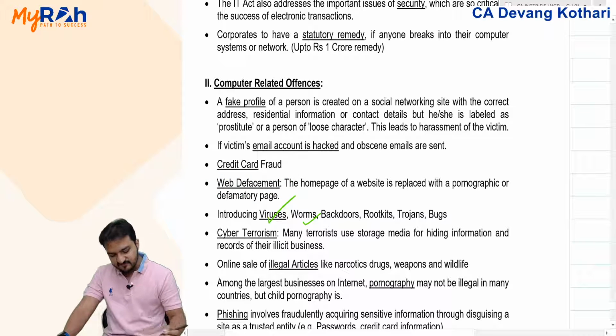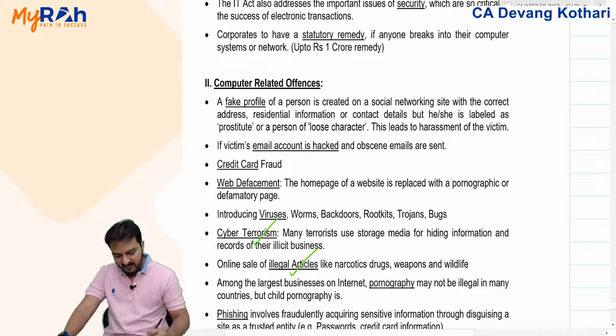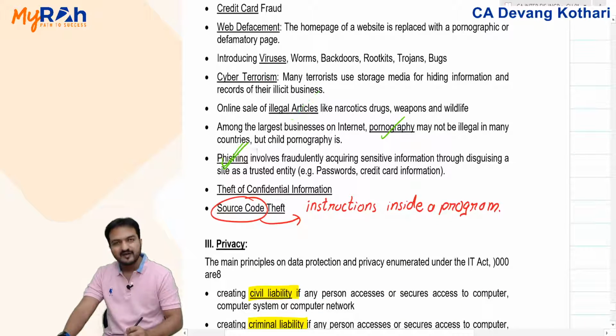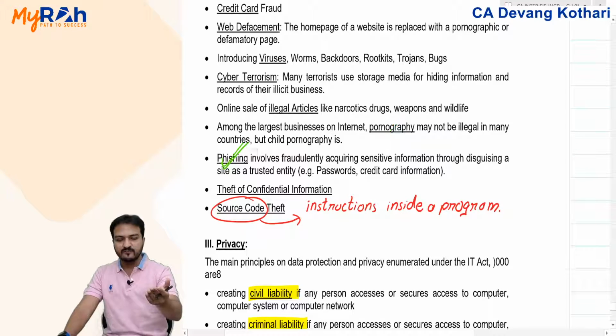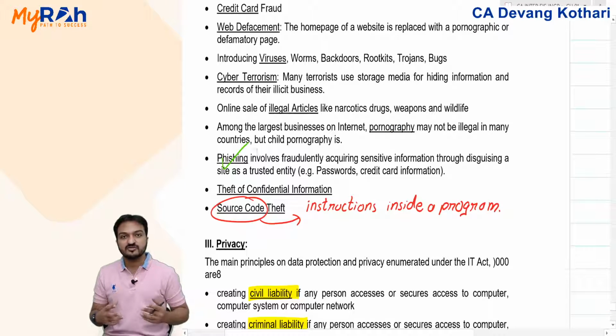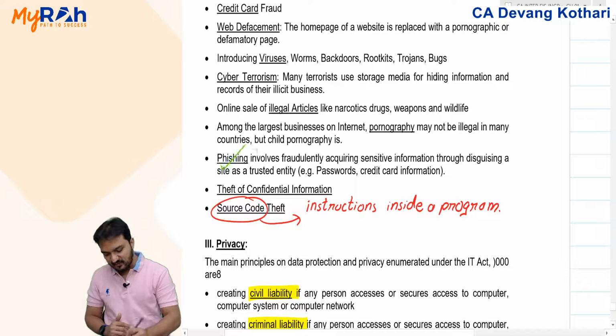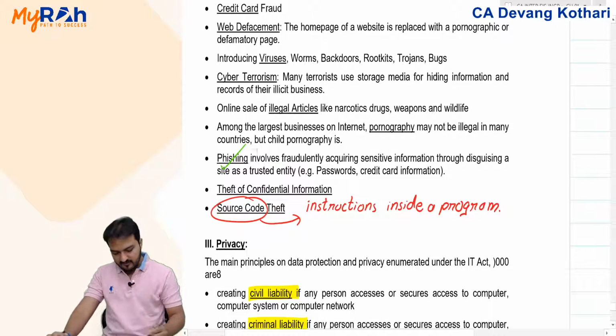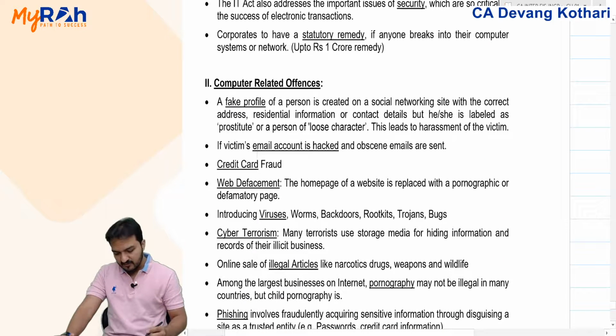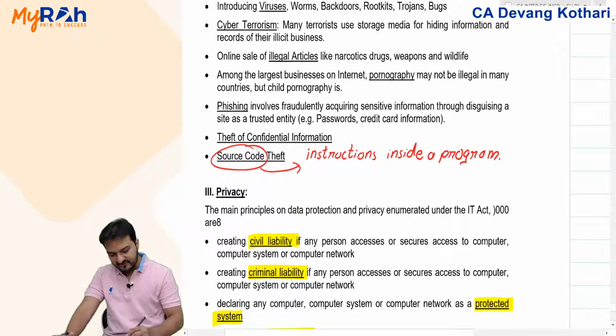Viruses, worms, backdoors, trojans are also cyber crime. Cyber terrorism, sale of illegal articles, pornography, phishing. Phishing is basically getting data from someone, getting my credit card information by fooling me, getting my password by fooling me, that is phishing activity. All these are considered as offenses under the IT Act. This is just a list of examples.